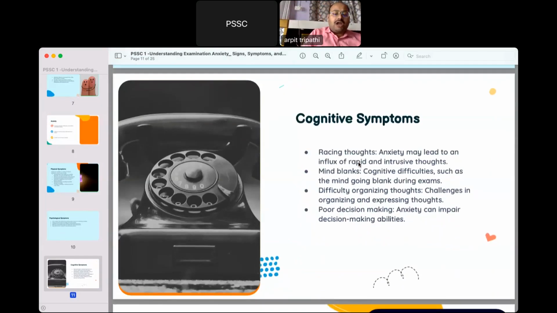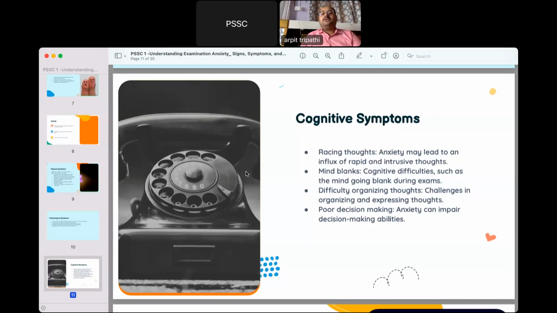Let us talk about cognitive symptoms. What could be the cognitive symptoms? A very simple one is racing thoughts. Anxiety may lead to an influx of rapid and intrusive thoughts, like do this, do that, this will happen, that will happen. You can see the child is thinking so fast, with so many things coming in the mind all together. This is also a very clear cognitive symptom of examination anxiety.